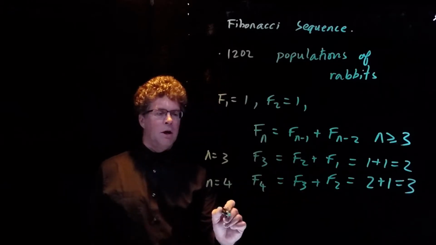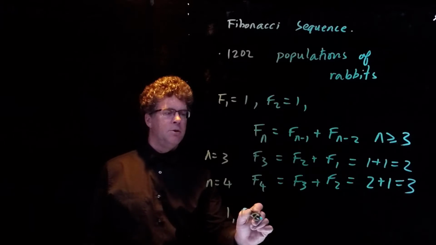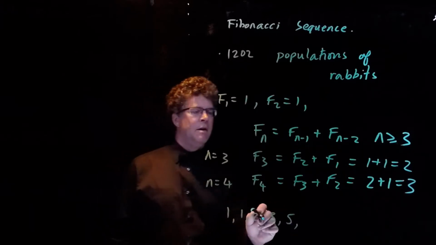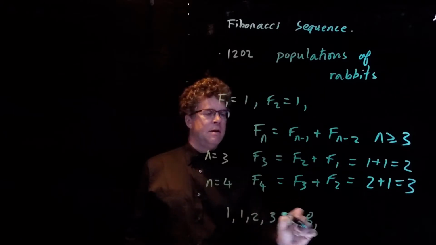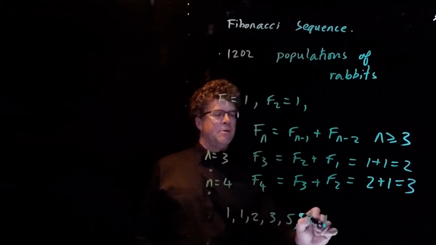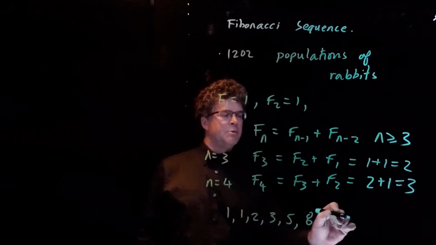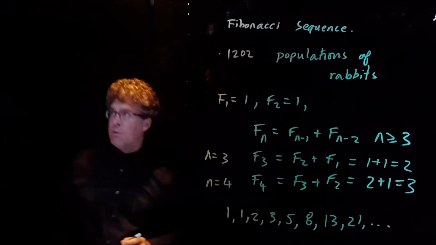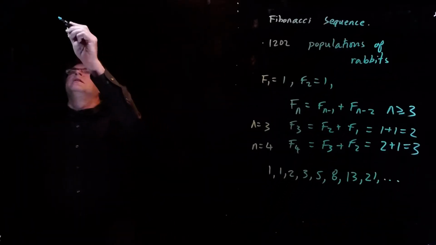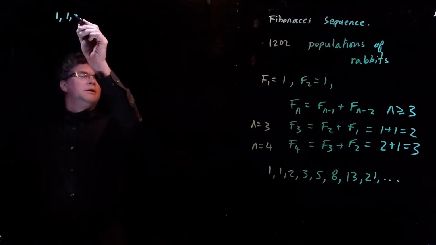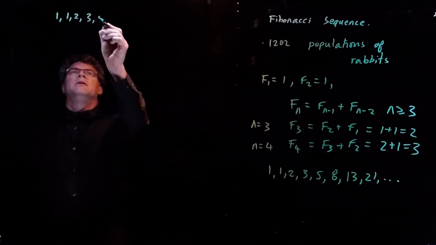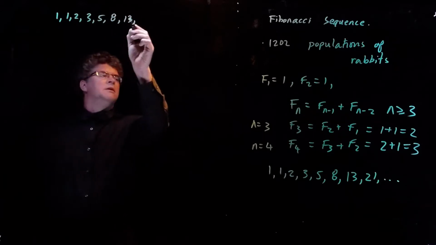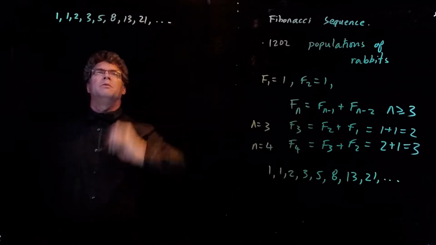So the sequence is 1, 1, 2, 3, and 2 plus 3 is 5. 3 plus 5 is 8. 5 plus 8 is 13. 8 plus 13 is 21. And so on. Okay, so I'm going to write this up over on the other side. Again, 1, 1, 2, 3, 5, 8, 13, 21, and so on.